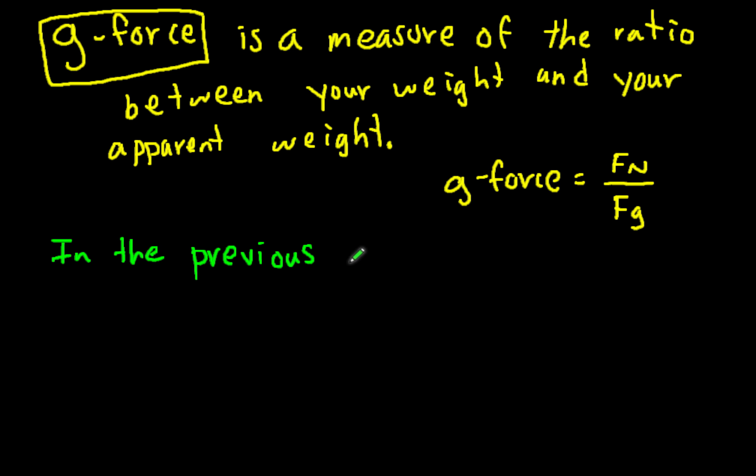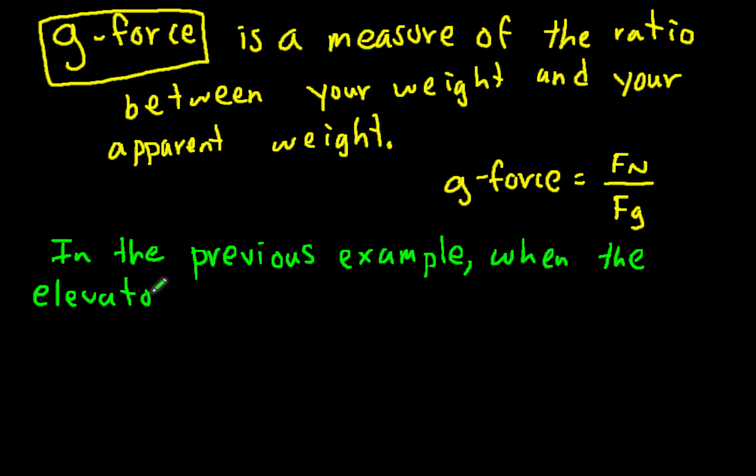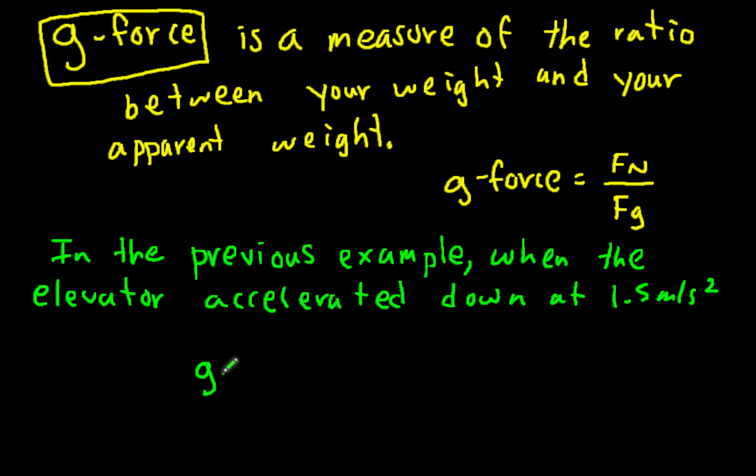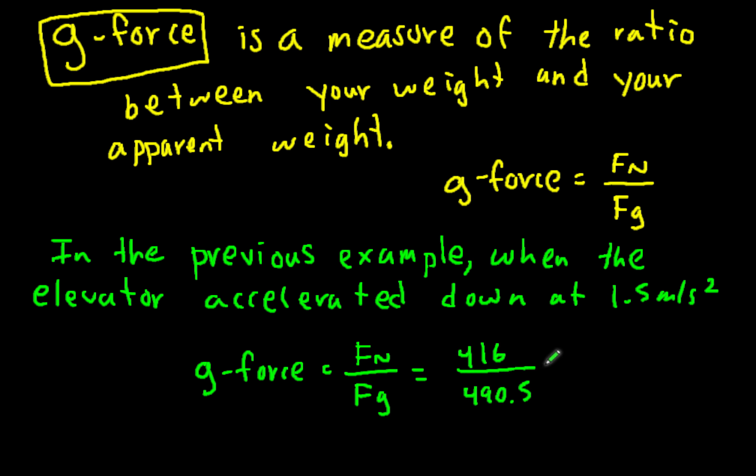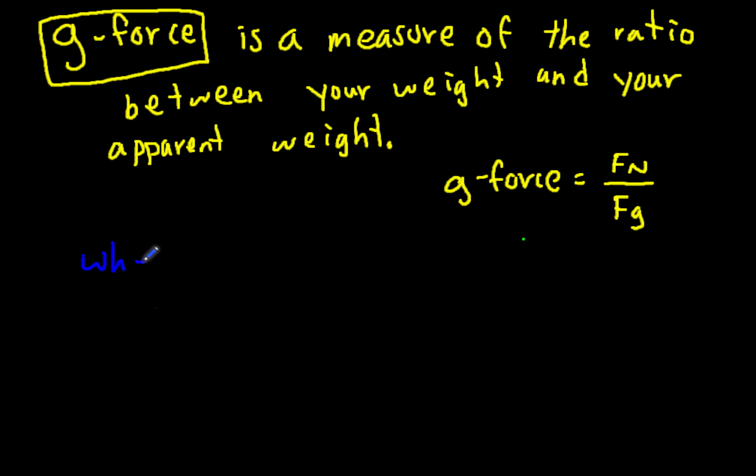In the previous example, when the elevator accelerated downwards with 1.5 meters per second squared, the g-force was the ratio of normal force over force of gravity, and normal force was less than force of gravity. 416 divided by 490.5 gives us 0.848 Gs, less than the stationary G-force.